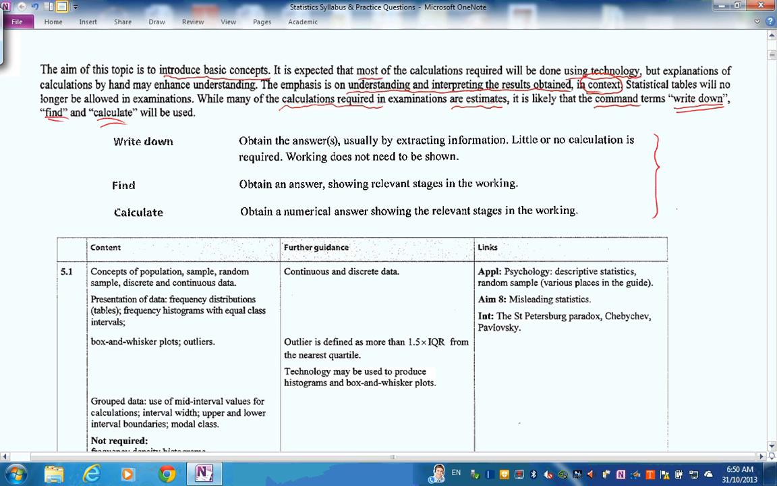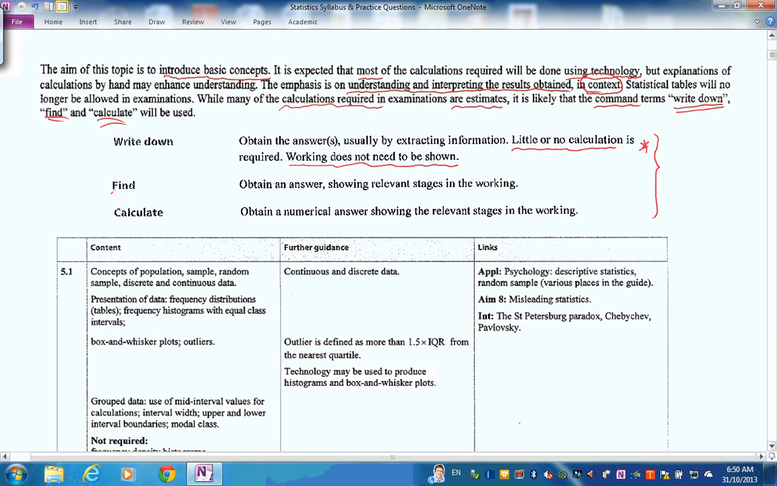You've got these. If you look at the booklet I provided for you, scanned on assessment, at the back of that are the command terms. Let's read them now. Write down: obtain the answer usually by extracting information. Little or no calculation is required. Working does not need to be shown. It's very important. In other words, you're expected to spot something there, not to do half a page of calculation. So don't miss the point there.